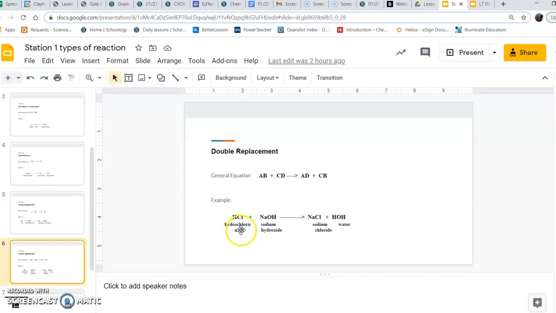Hydrochloric acid reacts with sodium hydroxide to form sodium chloride and water. Okay, the H and the Na replaced each other, switch places. Hydrogen is not a metal, but in here we consider it to be a metal. So the hydrogen and the sodium switch places.